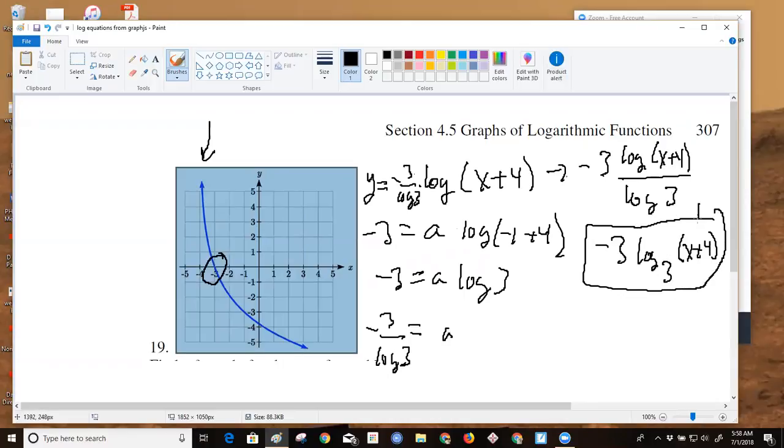I don't usually do this step. I'll often just leave it like this, because why do more than I need to? But it does clean it up and make it look a little prettier. Okay, now I could have done this with base e. It just wouldn't clean up that well.